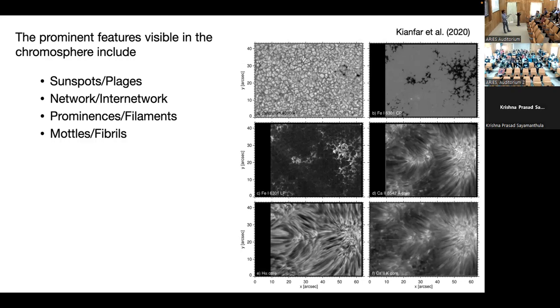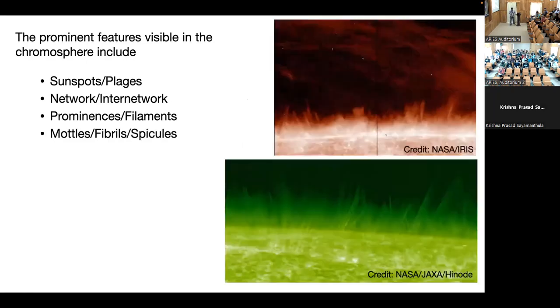But if you see the recent literature, they have been used interchangeably, whether fibrils or mottles, for all these finger-like structures coming from the network region. If you see those dark structures off limb, again they will appear bright. These hairy-like structures off limb were named spicules.